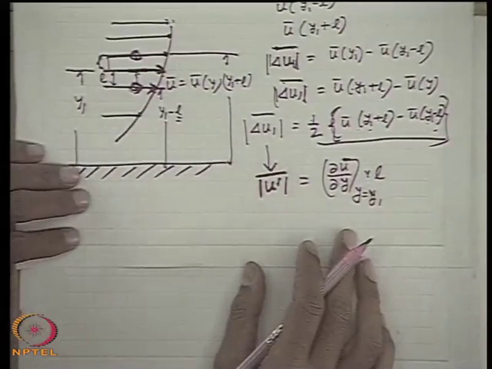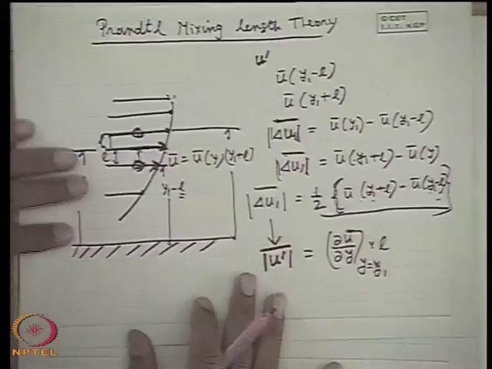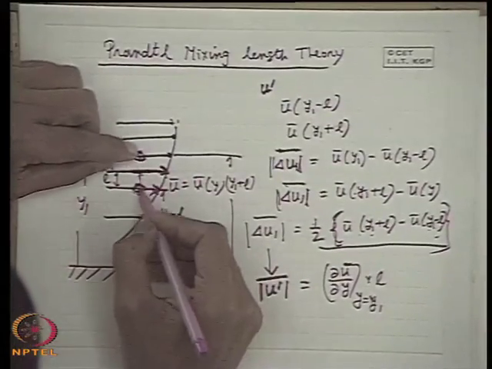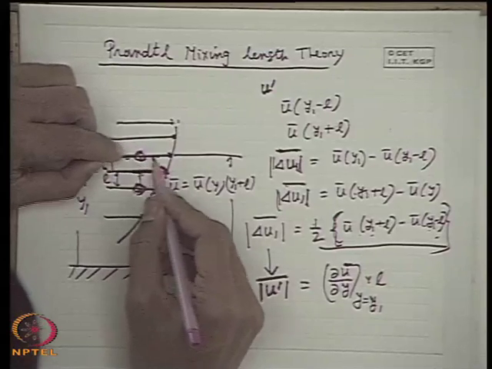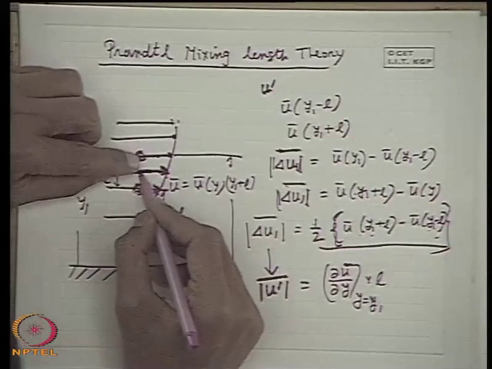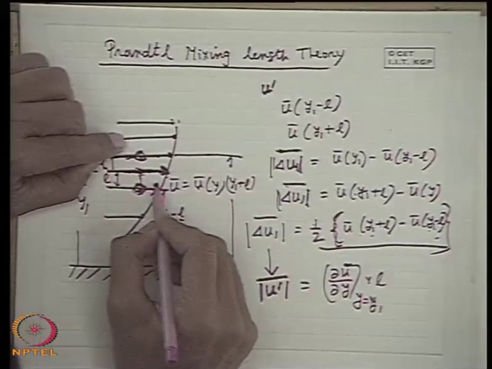Now how to express this? We have to understand one thing which was given by Prandtl: because of the arrival of these two particles, or many particles, from these two layers to this existing layer, they collide with each other and then again separate and reverse their direction.